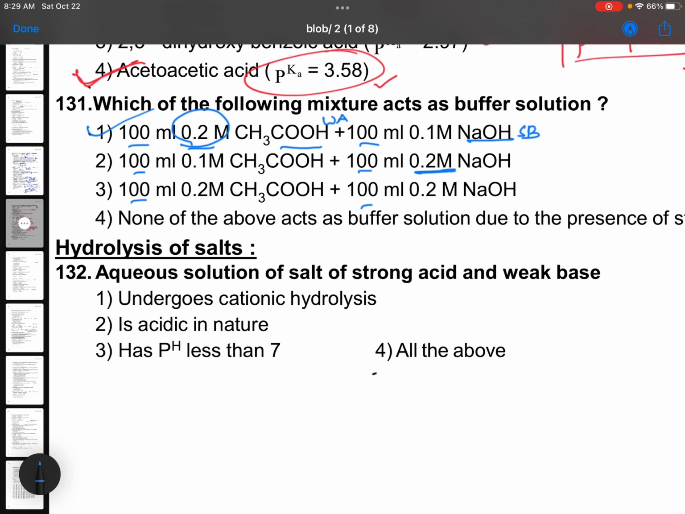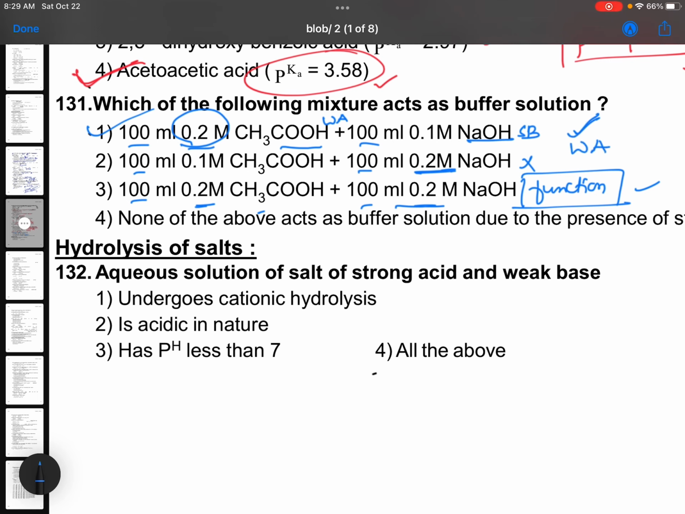What is the problem here? This strong base is more, so this won't work. What is the problem here? This can also function, it is okay, not a bad one. But the best option is this one. When this option is given, you can comfortably go with this one.